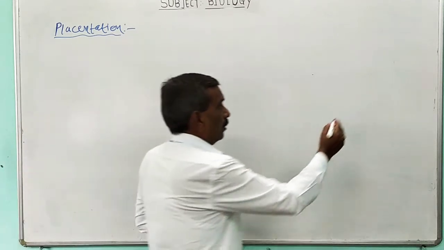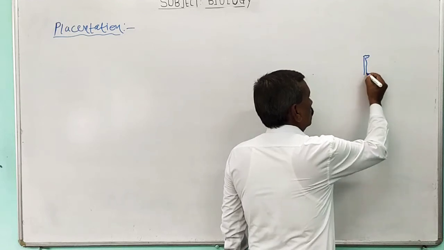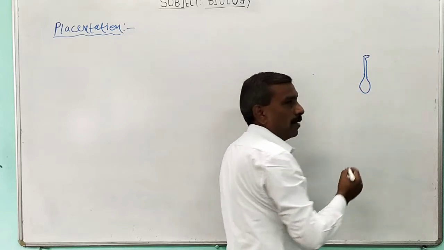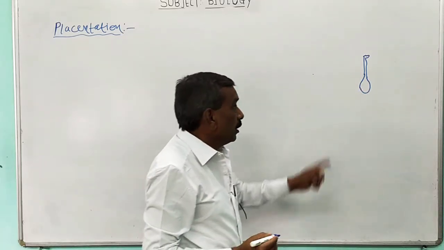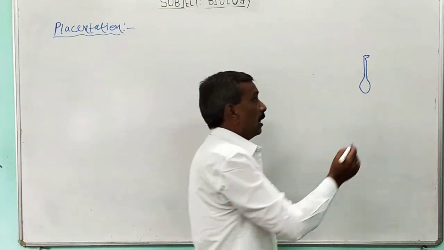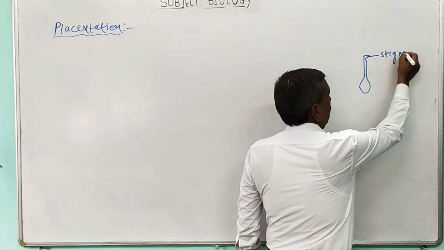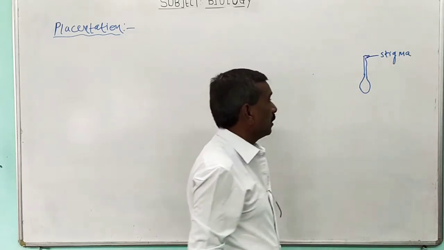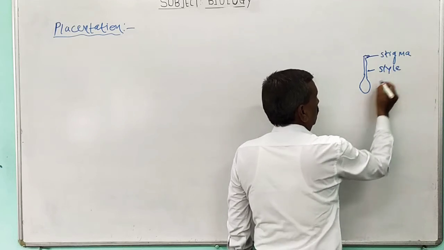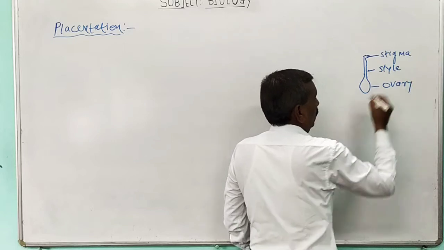Friends, you have studied the gynoecium is the fourth and innermost female reproductive whorl of the flower. Its unit is known as a carpel, and the carpel consists of parts like a stigma, then a style, and an ovary.